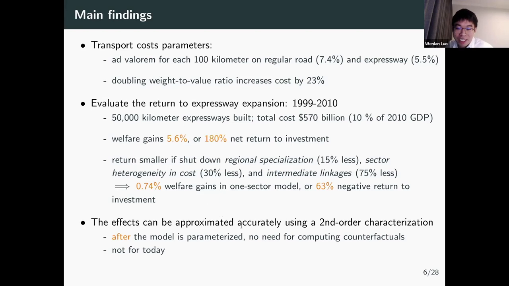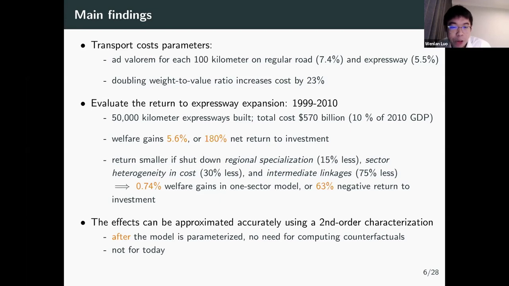So the third exercise, which is not presented here, but we think it's also important, is that due to this routing behavior, the model actually becomes very nonlinear. So the traditional first order approach of looking at the cost saving from building a road is actually inaccurate. Instead, we provide a second order correction, which needs to be done after the model is parameterized, but it's a sufficient statistic, so you don't need to compute from the factors. You can estimate the welfare gains accurately after a second order.